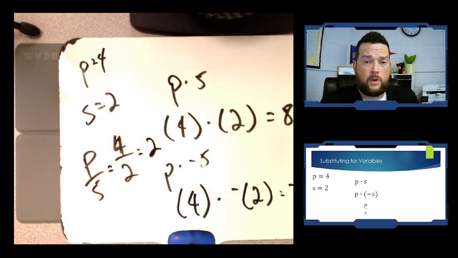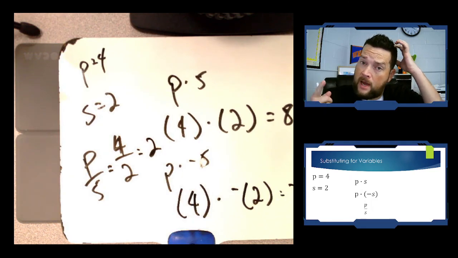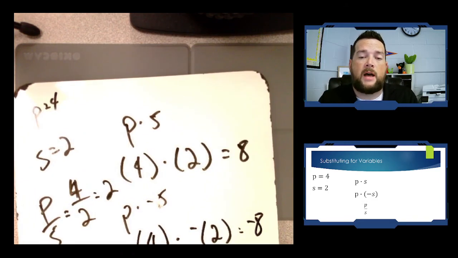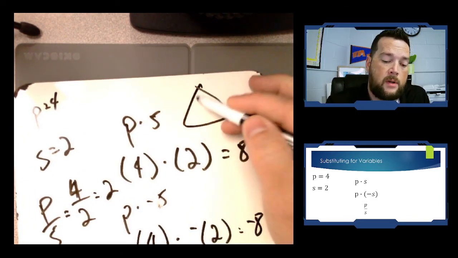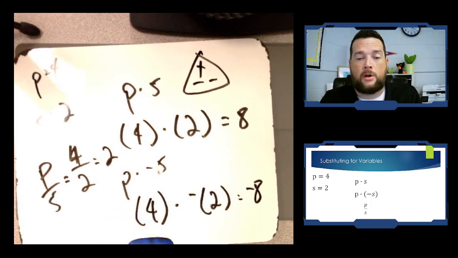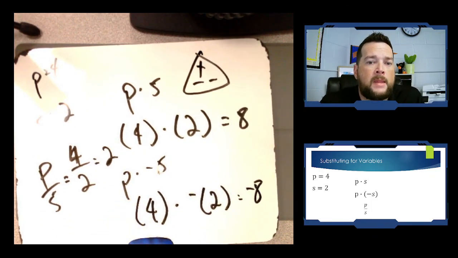So again, we addressed in this video multiplying integers, dividing integers, the rules for that using the positive, negative, negative triangle, like that. And we addressed some different math properties and then also substituting numbers in for variables.